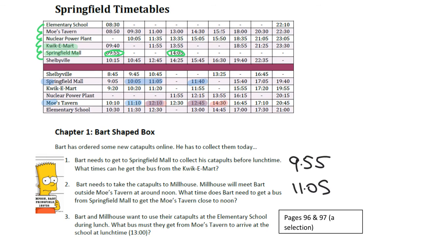So what Millhouse could do is jump on the bus and meet Bart on the bus, and then they could go to elementary school for 12:30. Or if Bart has decided to jump off the bus to speak to Millhouse, then he would have to get the 12:45 bus, which would get him at the school at 1 o'clock. So that would be the 12:45 bus.